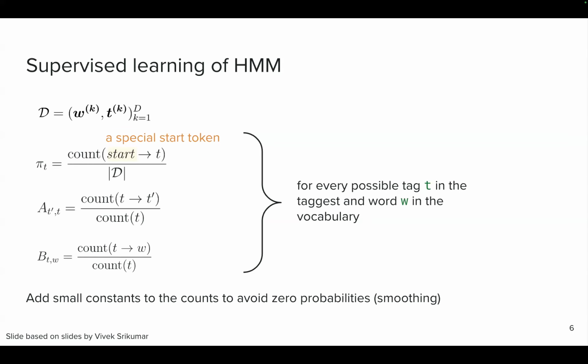So it's not random that we have found that these values are good estimates of these probabilities. So what exactly are we then counting?